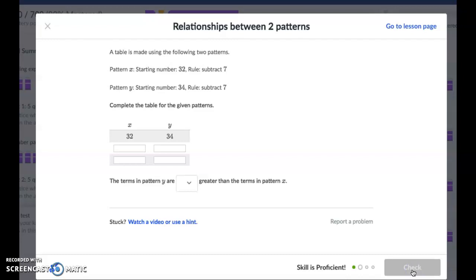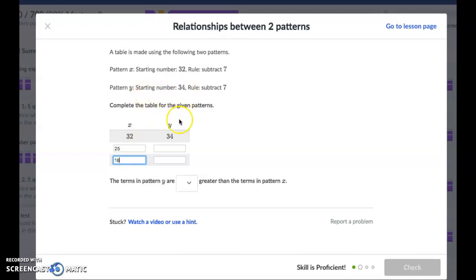Again, a table is made using the following two patterns. So pattern X, the starting number is 32, and then we subtract 7. So we have to do 32, take away 7. 32 take away 7 is 25, and then we have to take away 7 again, 18.